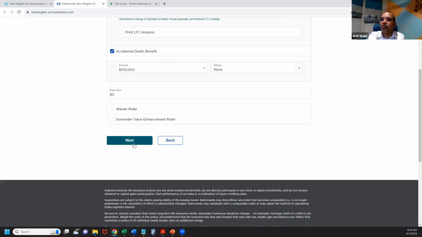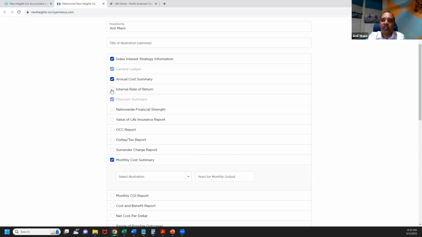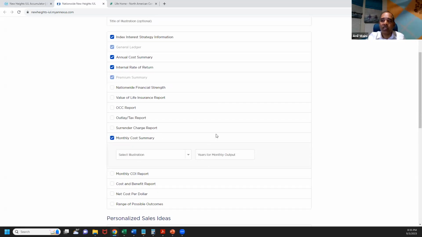After choosing this, when we click on next, it gives us choices on how detailed you want your illustration. Do you want to include the internal rate of return? Do you want to include the Nationwide financial strength brochure? My suggestion is don't just choose the default in the beginning. The less information you give to the client, the less confused the client will be. If you choose a lot of these details, your illustration will be very long and the client will ask a lot of questions. But for your learning, you can choose the monthly cost summary and the internal rate of return, to see how good these reports are and to learn all the cost factors associated with these policies.